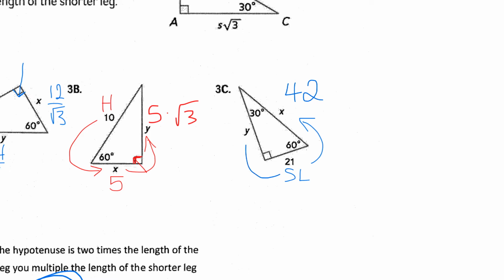And then from the short leg to the long leg, what do we do? Good, times the square root of 3. So 21 times the square root of 3.